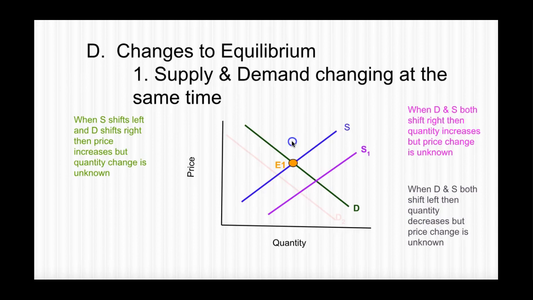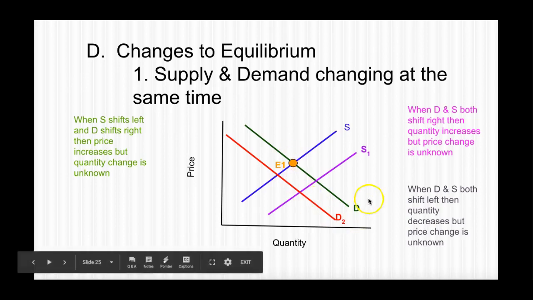And at the same time, the demand curve shifts to the left. So maybe consumers have less money. Maybe the price of a substitute is going down. Maybe the price of a complement is going up. Maybe people just don't like this product. Maybe there's less consumers out there, or they're just expecting a lower price in the future. Either way, left shift in demand. And as a result, here's where my new equilibrium is.